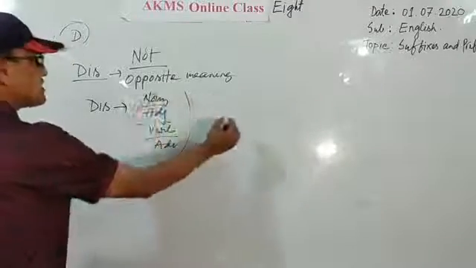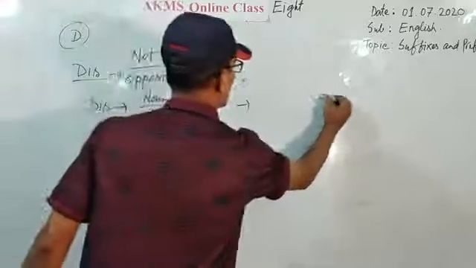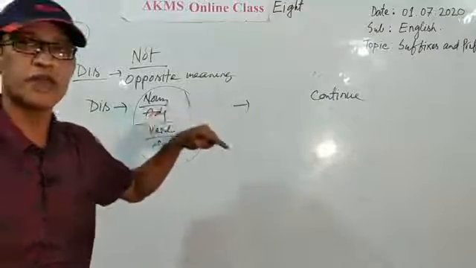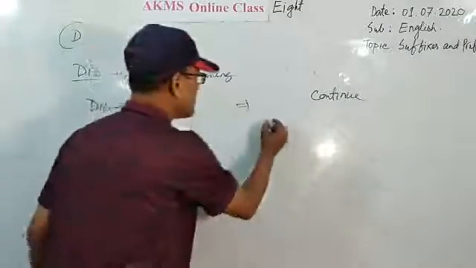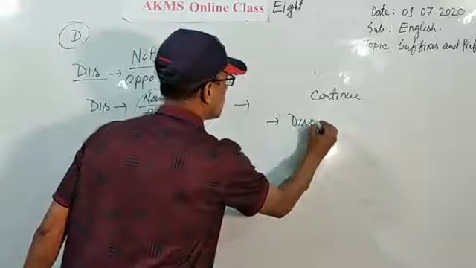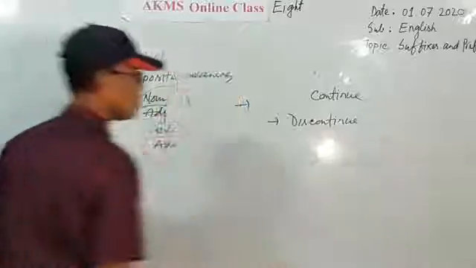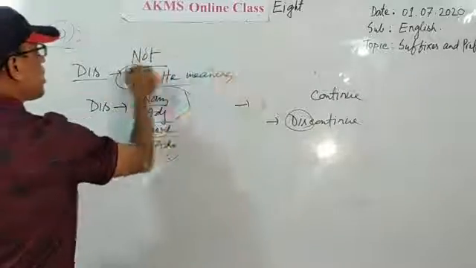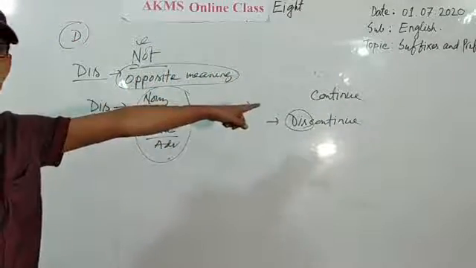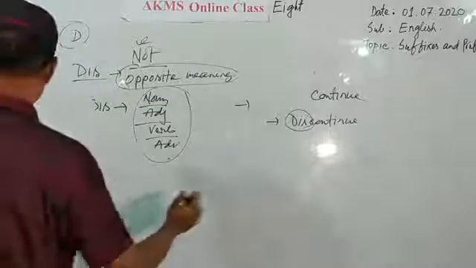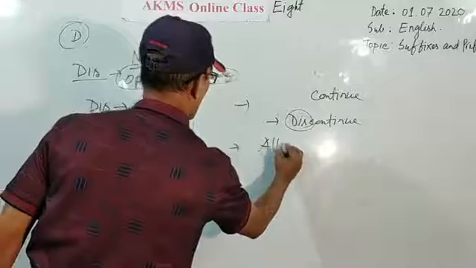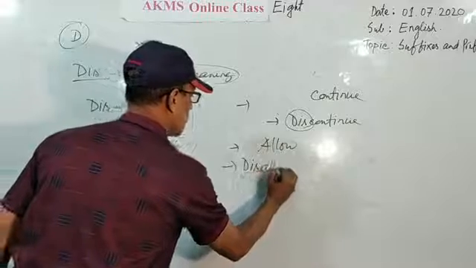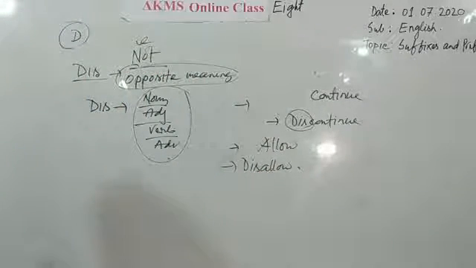Look at the board, please. Continue. All of you know that continue is a verb. If I want to make it opposite word or negative word, then what can I do? Discontinue. So this dis is expressing the opposite meaning or negative meaning of the given word. Continue. Okay? Now another word can be given for you. Allow. The opposite word of allow is disallow. Okay?